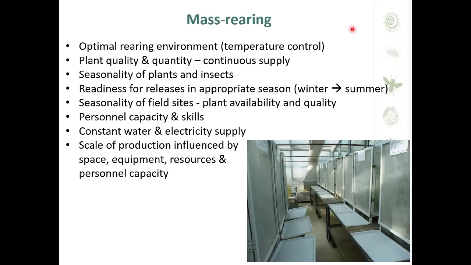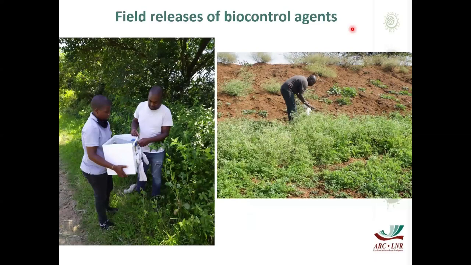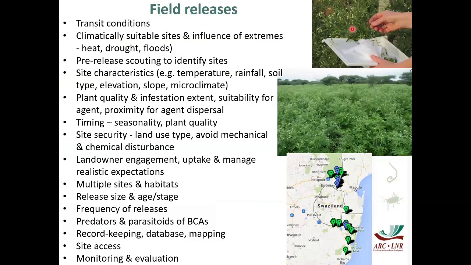Once one's able to do the field releases, there are elements such as transit conditions that are important, and selecting climatically suitable sites. And obviously things like extreme heat, drought, flooding events, those all influence establishment. It's helpful to have pre-release scouting of sites to identify something suitable. And there are characteristics such as the temperature, rainfall, elevation, slope, microclimates that can all affect establishment of biocontrol agents.